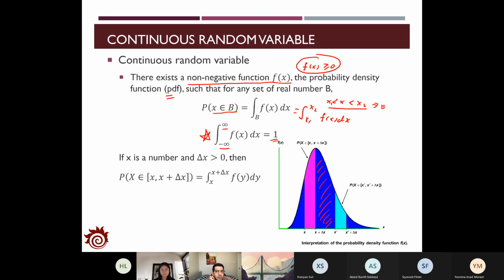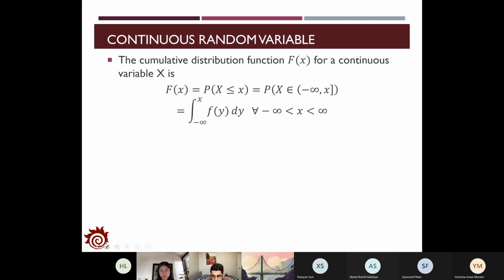And if we have a small interval, say from x to x plus delta x, you can then find the probability in this interval, and we can then use this probability to identify the cumulative distribution.